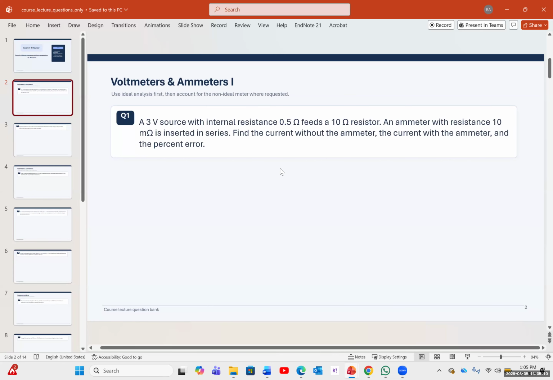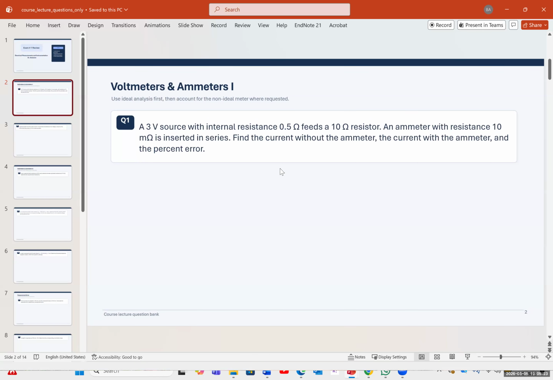So the first question: a 3-volt source with internal resistance of 0.5 ohm feeds a 10 ohm resistor. An ammeter with the resistance of 10 milliohms is inserted in series. Find the current without the ammeter, the current with the error, and percentage of the error.